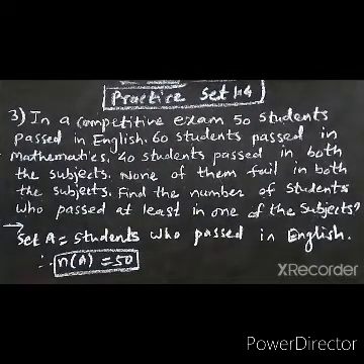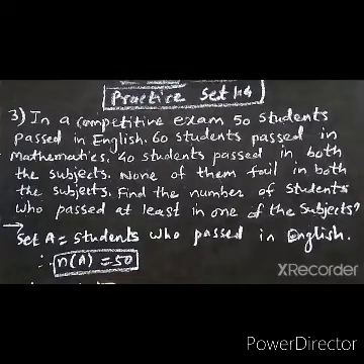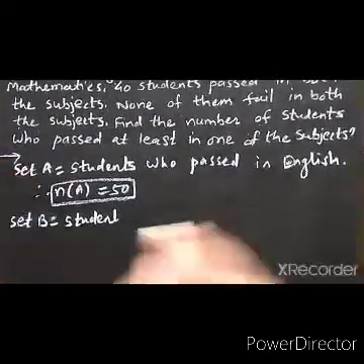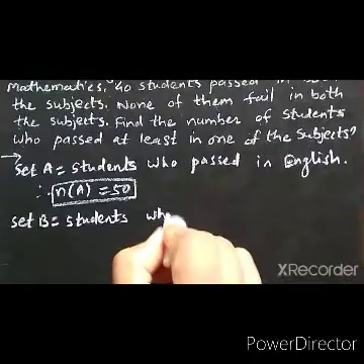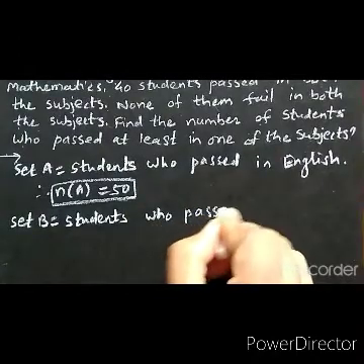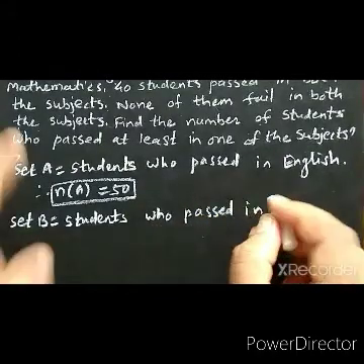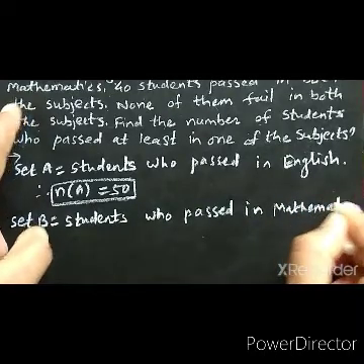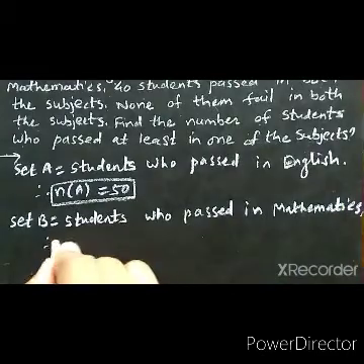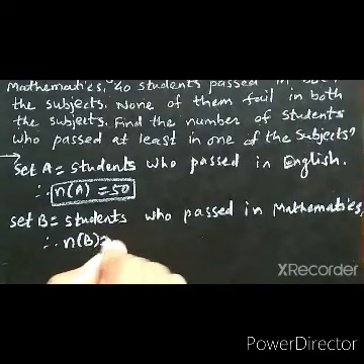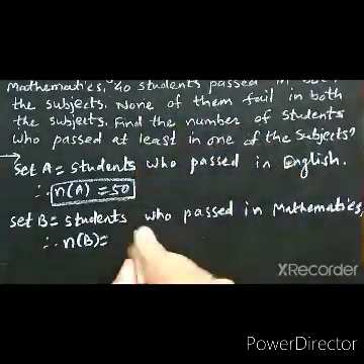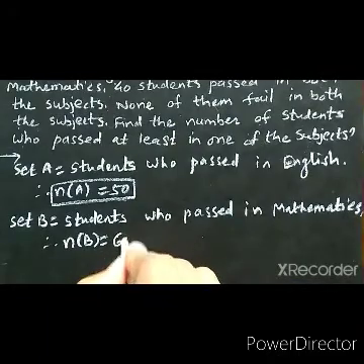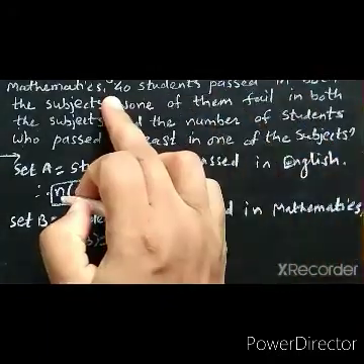Now let us consider set B, students who passed in mathematics, and therefore the number of students in set B is equal to 60. 60 students passed in mathematics.